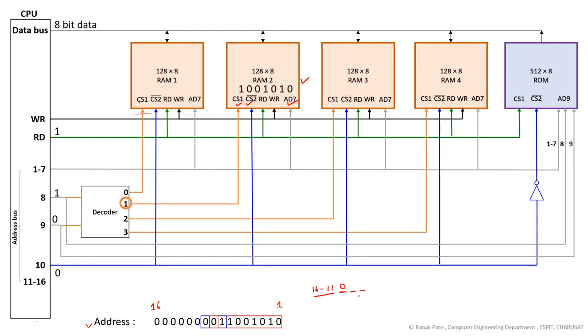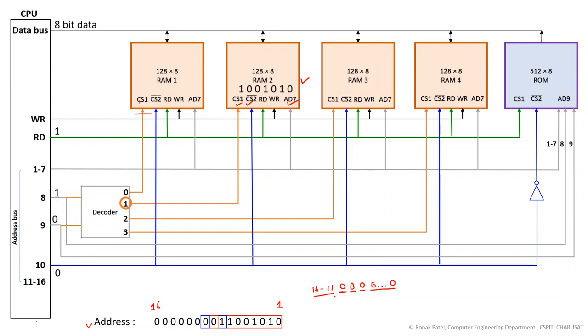The 9th and 8th bits are used to select between the RAMs. Now as this is RAM 1, the output from the decoder should go from this line. So to select this one, the 9th and 8th bit must be 00. Okay. For the remaining 1 to 7, as this is the starting address, all 7 bits are 0.